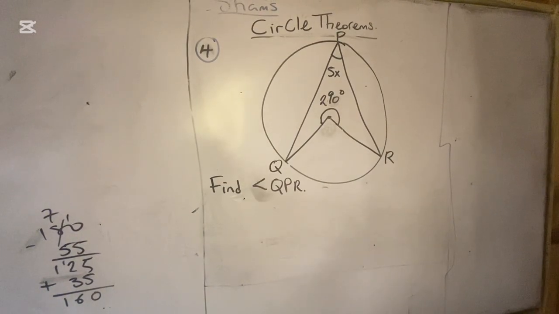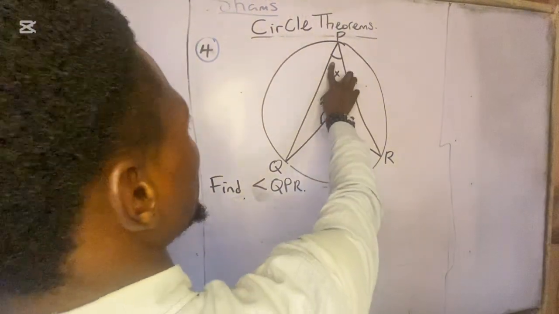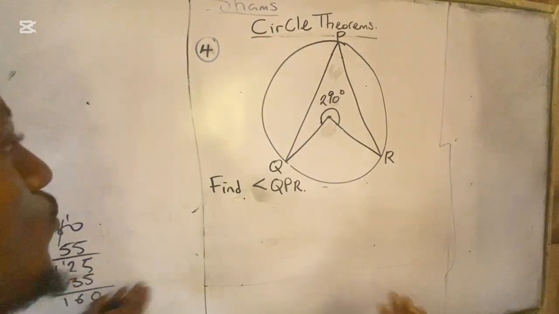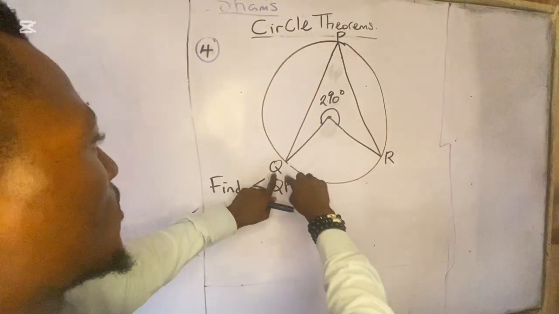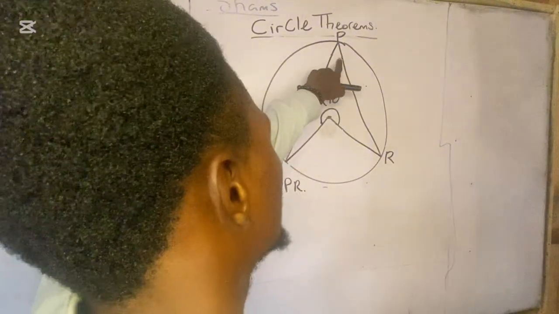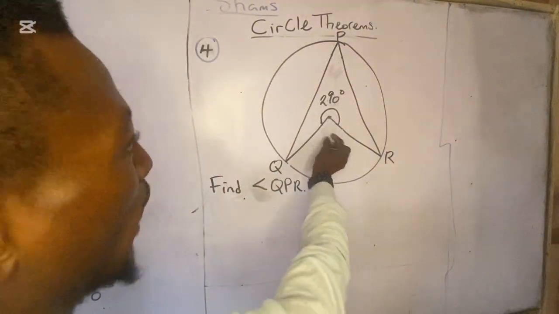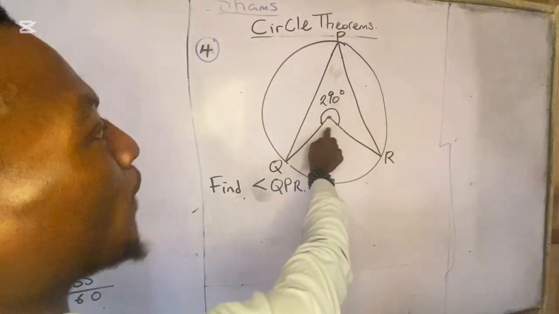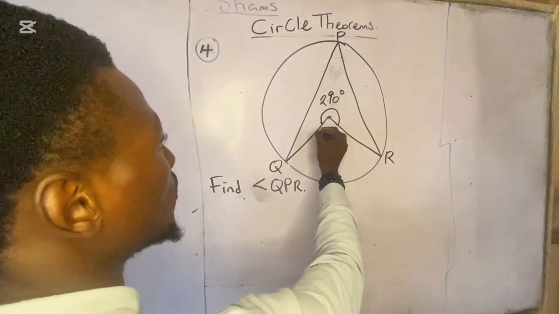Now, for this number 4 question, how do we find the value of QPR? Oh, 5x is not there. I'm sorry for that. QPR. How do I find QPR? Let's trace it. We know that to find this place, it will be half of the angle at the center. But note, this is a reflex angle. It's not this point. It must be this part. Now, how do I get this part?